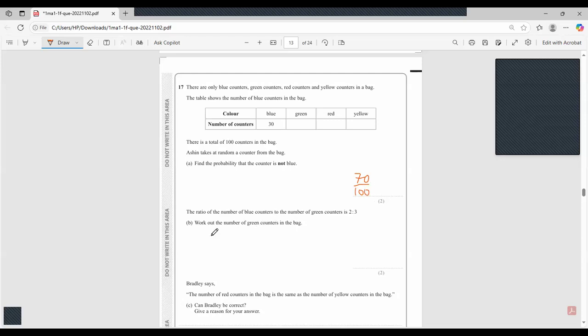If blue are 2 plus 5. So it says blue, B is to G, and that's what? 2 is to 3. So that's basically what we have. So that's going to be for green counters, right? That's going to be 3/5, isn't it? Times 100, right? Yes.